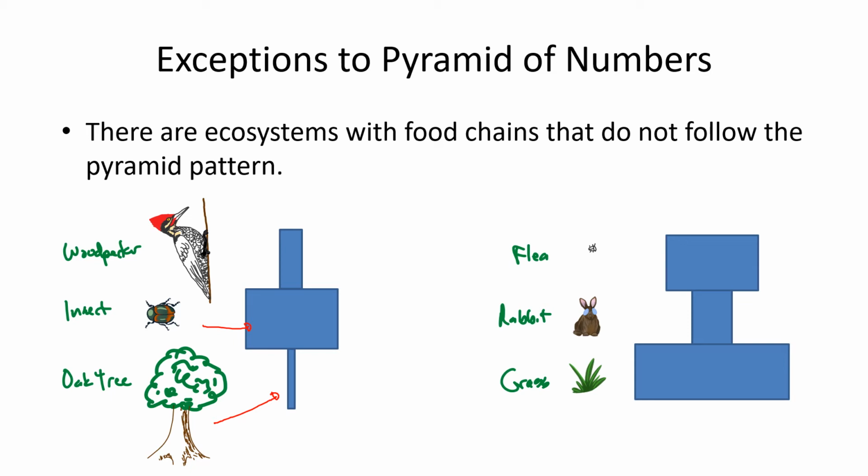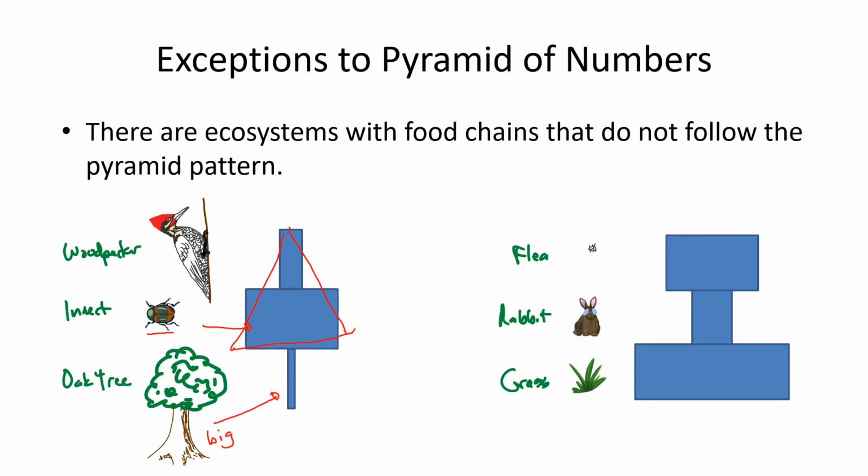The reason why there are so many more bugs than there are trees is because the trees are really, really big. And so having a few trees is plenty of organism to feed all these insects. And then of course you get a decrease again when you go from the bugs to the woodpeckers, and you get back to your pyramid pattern.